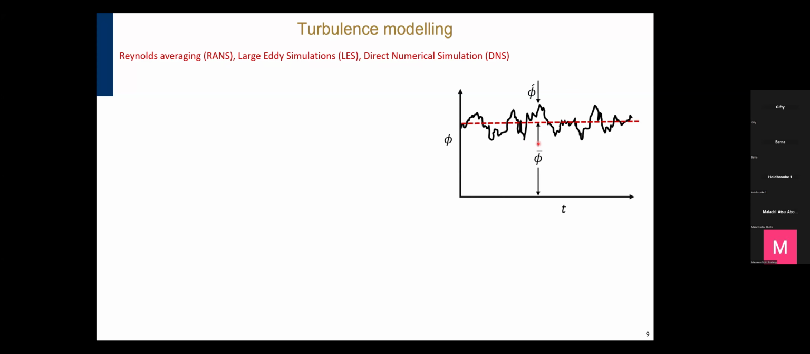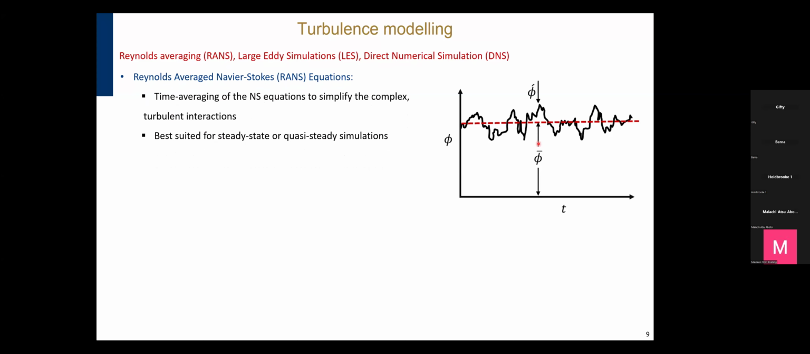I'll illustrate a bit more with the RANS approach. With Reynolds averaging, you decompose your fluctuating quantity, which could be velocity, into a mean and a fluctuating term. So you have your mean flow and your fluctuating term. In the Reynolds decomposition, the mean component of velocity is independent of time, and then you have a fluctuating term, which is dependent on time.